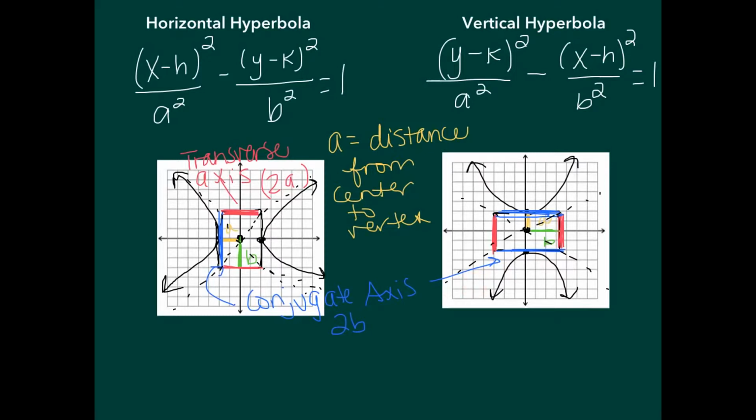The other thing I forgot to mention is that this point right here is your center. And that's just your h and k. Just like with the circle and the ellipse, you'll change both signs. So the center is h, k.